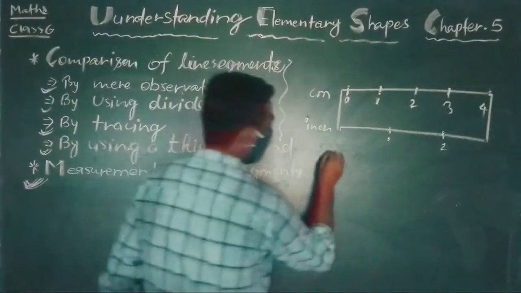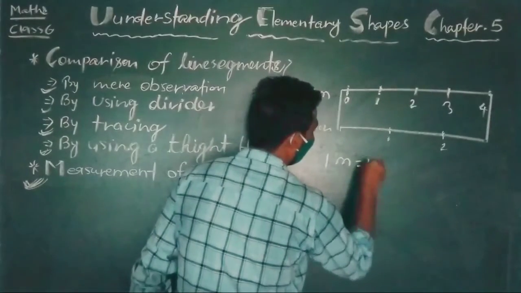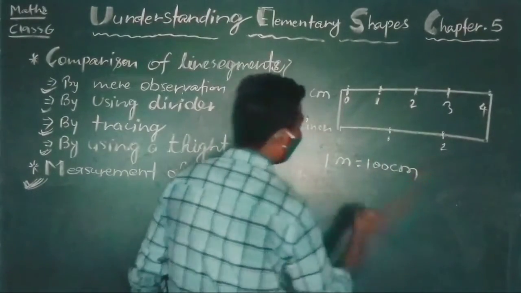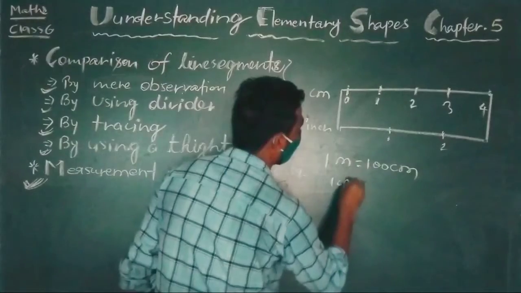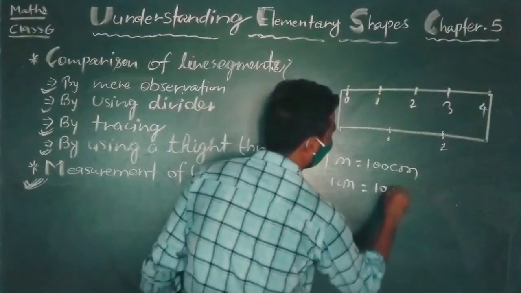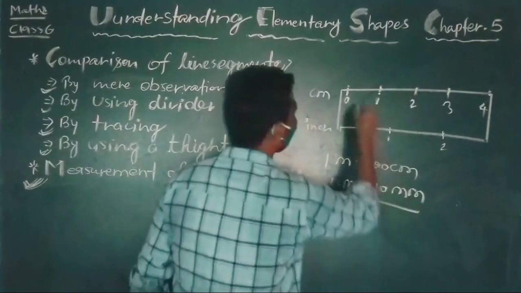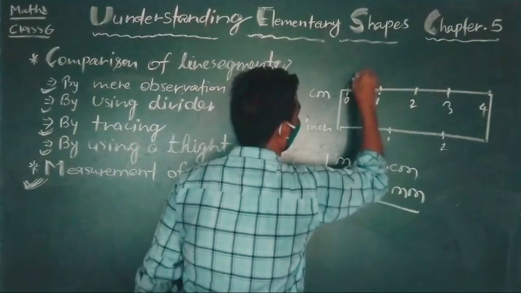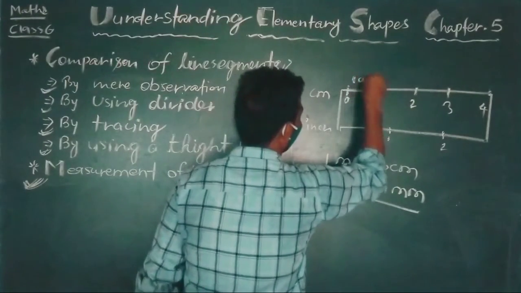And you know 1 meter equals 100 centimeters, and 1 centimeter equals 10 millimeters. So you see, this is 1 millimeter. Sorry, this is 1 centimeter.